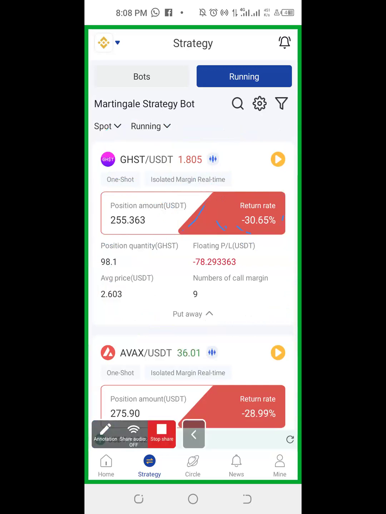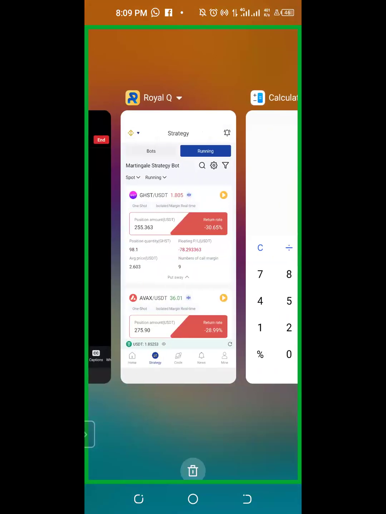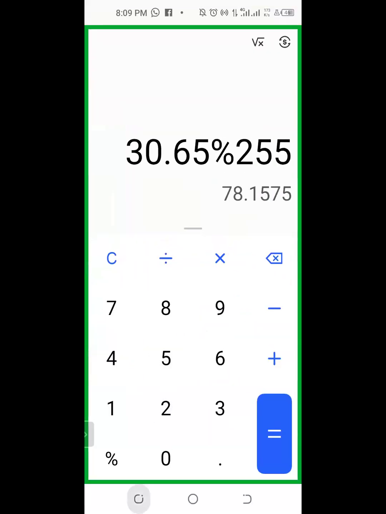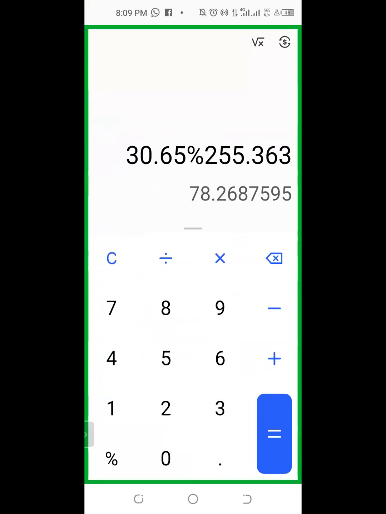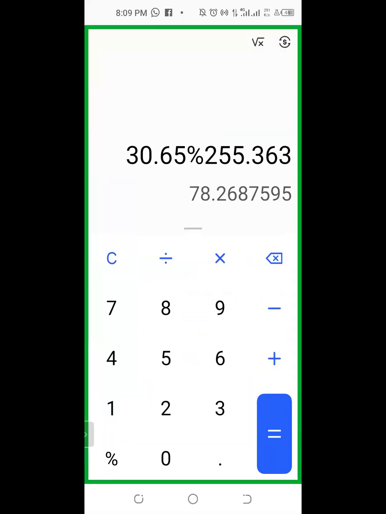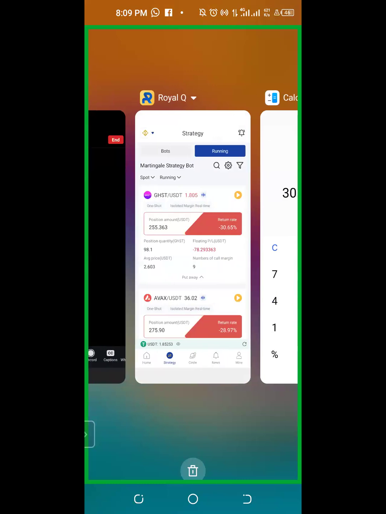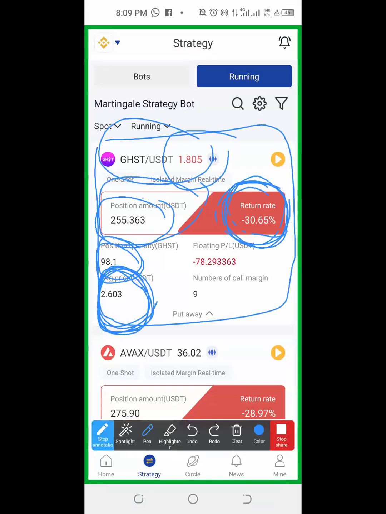Now, if I go to my calculator, I can deduce that the coin has gone down by 30.65% of what? Of how much it has used to buy so far, $255.363. So this coin has gone down by minus 30.6, and that's why you are seeing below minus 78.9. Is that not what you are seeing here? The round figure. So this minus 30.65 is the percentage depreciation of this $255 you are seeing. So the dollar value of this minus 30 is minus 78.